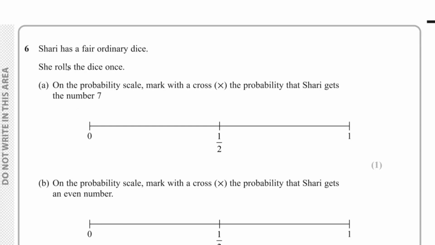Question number 6. Shari has a fair ordinary dice. She rolls the dice once. On the probability scale, we have to mark with a cross the probability that she gets a number 7. Well, a dice is numbered 1 to 6, so getting a 7 is impossible, so we mark 0 with a cross.